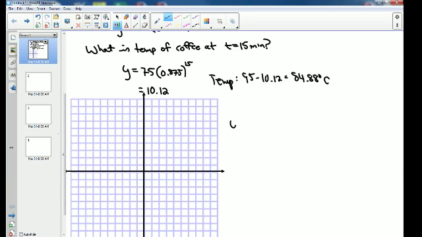So we have this, right? Obviously those numbers are not pretty, so the best way to do this is either with table values or a calculator, right? What if the time is 0?